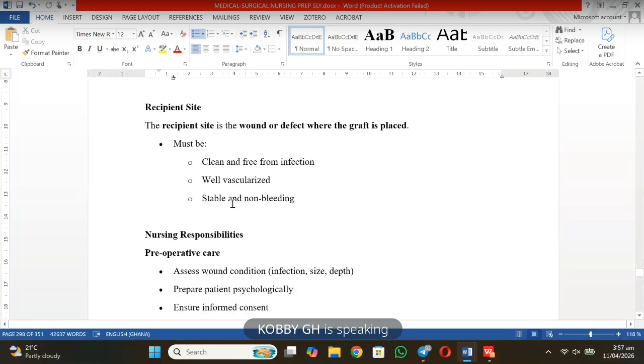Then we have the recipient site. The recipient site is the site where the wound is, where the graft will be placed. The site where the wound is, where the graft will be placed, is what we call the recipient site.